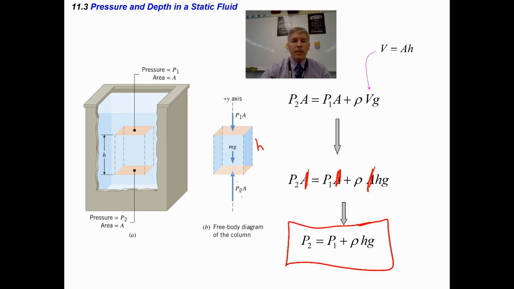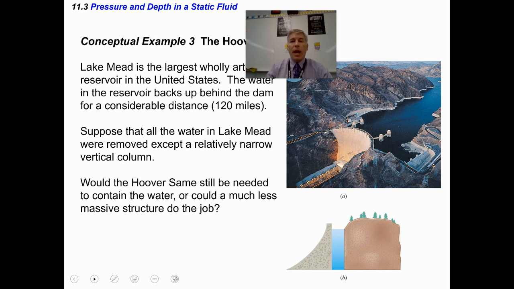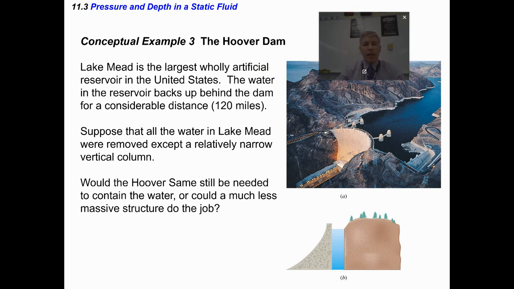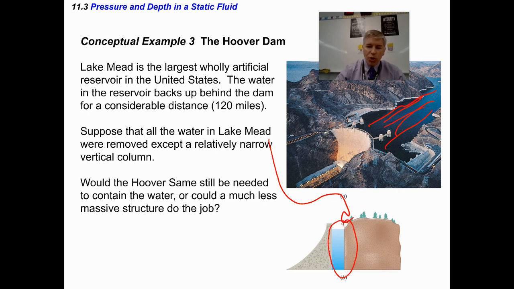What it tells me is that the pressure at the bottom of some fluid is equal to the pressure at the top of the fluid plus rho times g times the height of it. So as you go deeper into a fluid, you're going to have more and more pressure. Hoover Dam is a great little example here. We know Hoover Dam has all of this water back here, so it has to support all this water. The interesting thing is it doesn't actually need all that water. All you need is this thin little narrow column of water, because as you go deeper into that fluid is where you get a greater pressure.